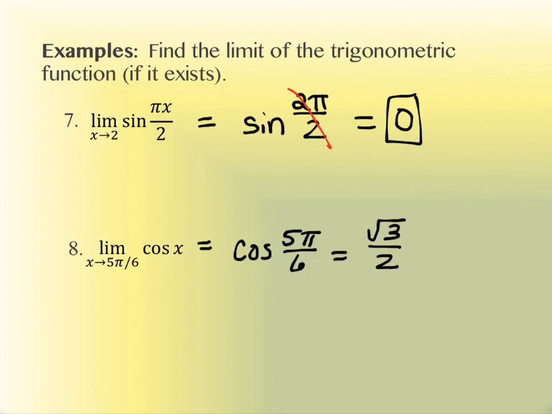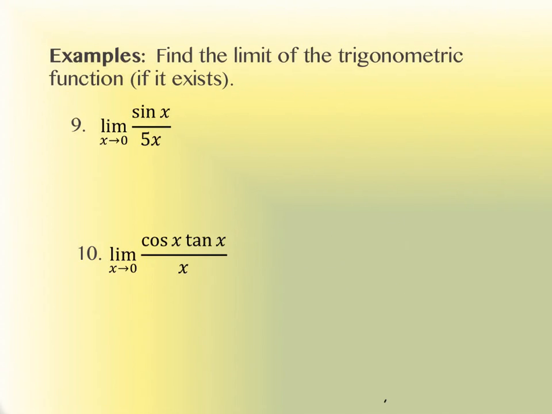Positive or negative? I didn't even let you guys tell me. Negative. It is a negative. Yeah, this one's a negative. That doesn't look very clear. Let's try that. Negative. There we go. Negative square root of 3 over 2. All right, let's try another one. Again, limit, if it exists, we have the limit as x approaches 0 of sine of x over 5x.